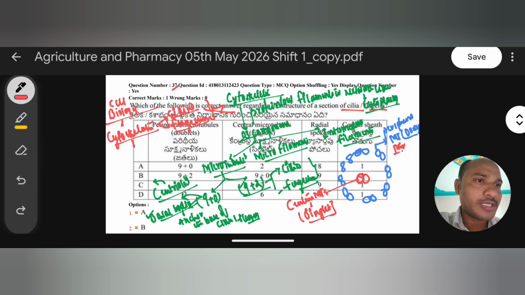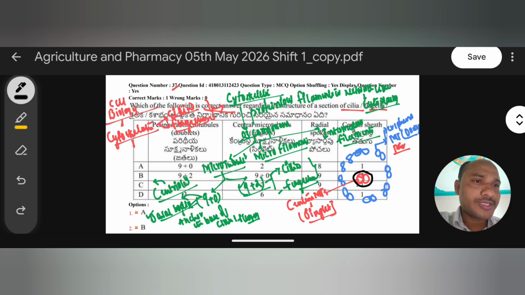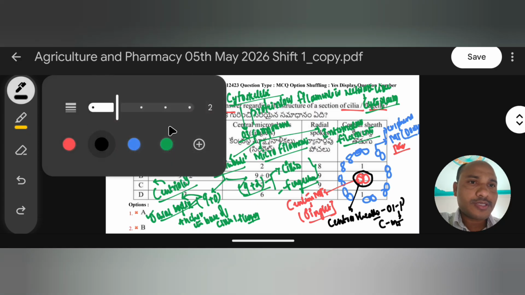Here a pair means a doublet. And these central microtubules are covered with a sheath, like this. This sheath is called the central sheath. The central sheath is only one, and it is a protective sheath around the central microtubules. And here are some very important structures.